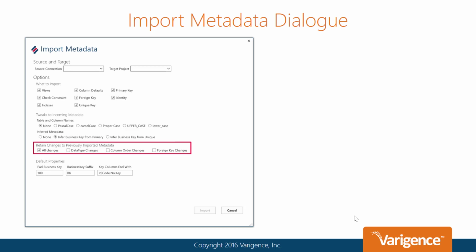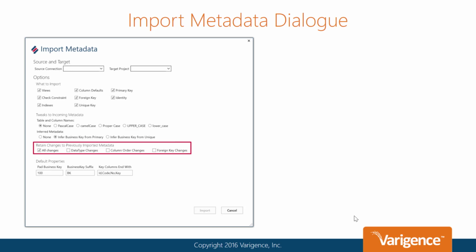You can retain all changes. Now, if you say retain all changes, we won't change anything, but you have to specifically say that you want to retain foreign key changes or column order changes or data type changes, and those are separately toggled to be maintained. So we'll give you an example here.